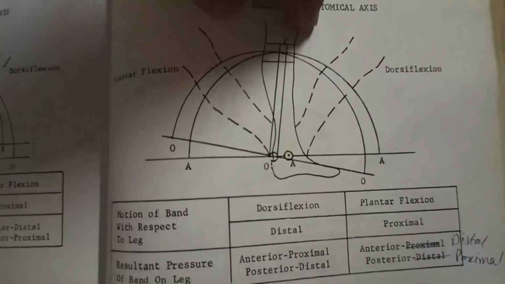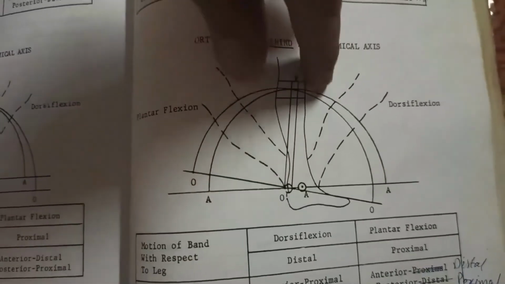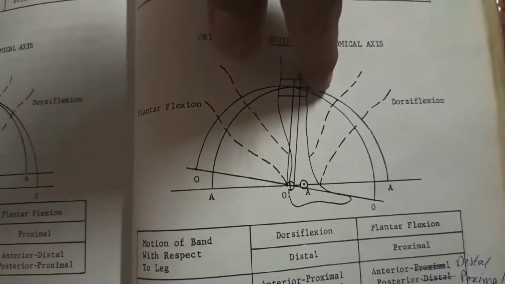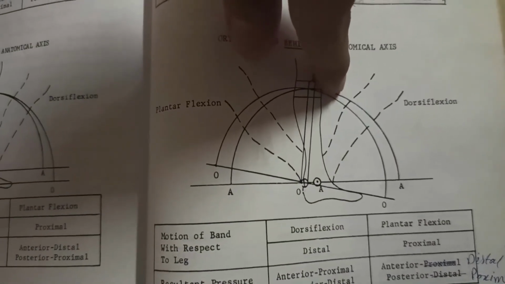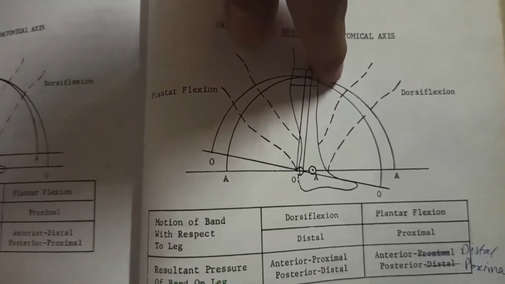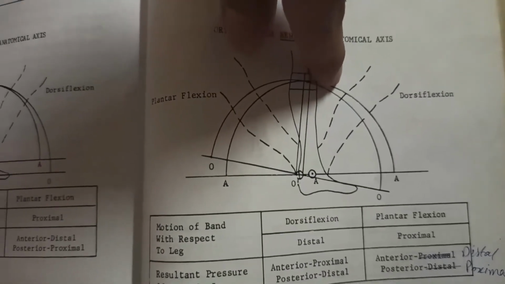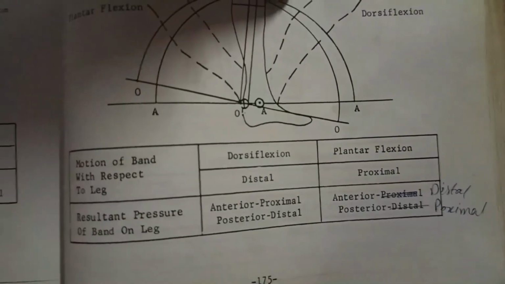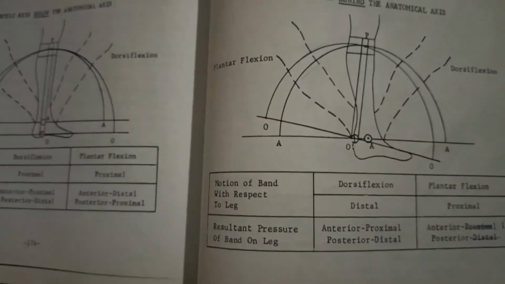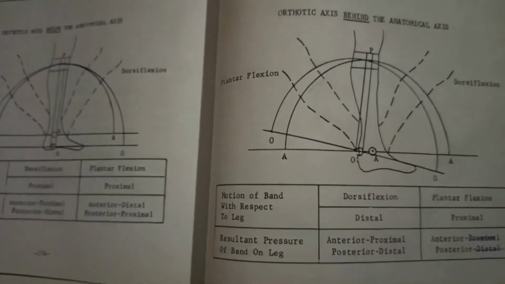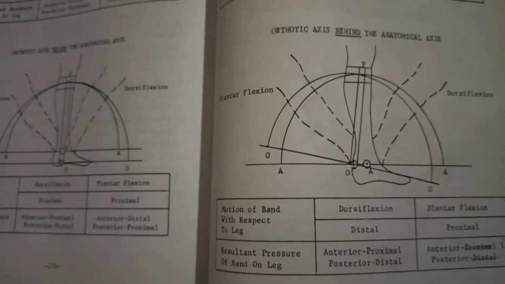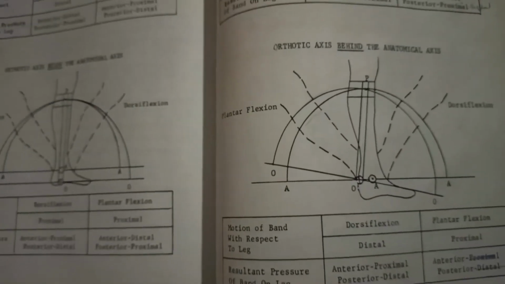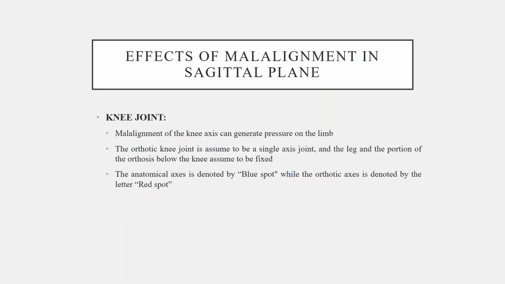For plantar flexion, the band will move proximally above and tilt like this. As you can see, my anterior side, or my finger, is below, which means the pressure on the anterior side will be distal and the pressure on the posterior side is proximal, as I corrected here. You can exercise it at home by using a compass or D, so you can better understand all these conditions of malalignment. Thank you.